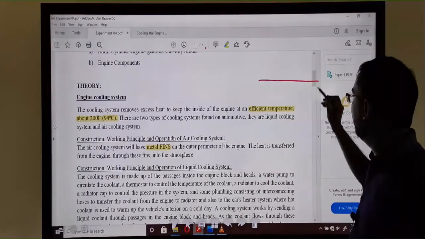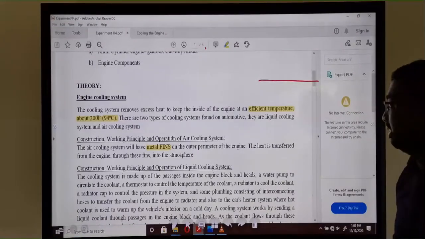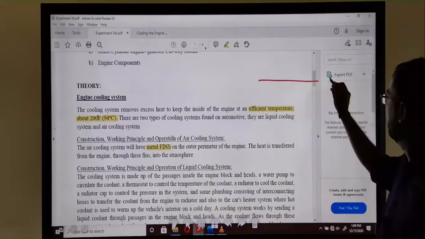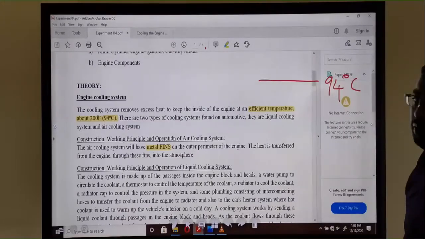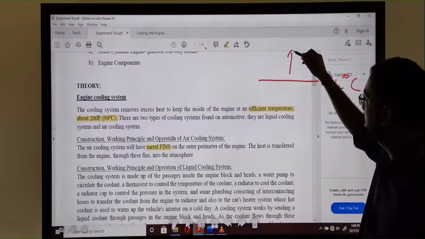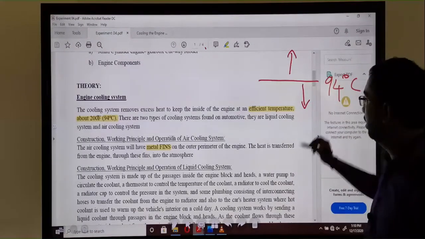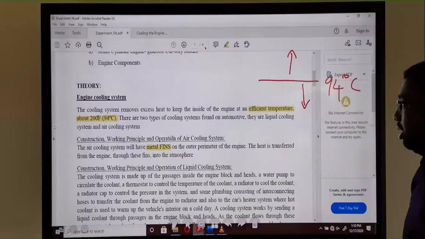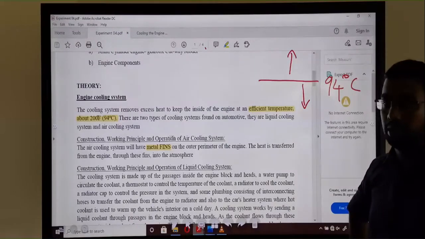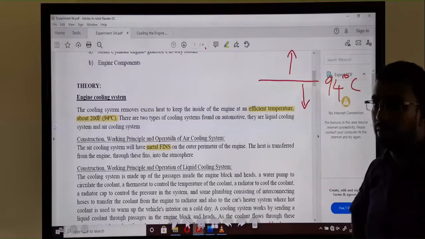Normally the engine works at a certain value of temperature, that's called the engine working temperature. Here it is mentioned as 94 degrees Celsius. If the engine temperature increases beyond this value or is reduced, what will happen? There may be improper combustion, and the engine may be damaged.